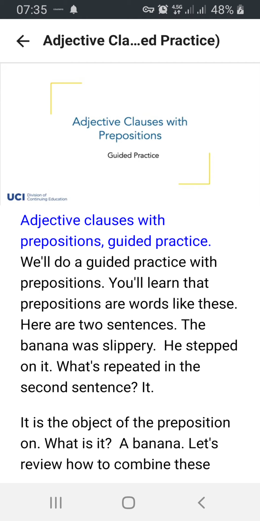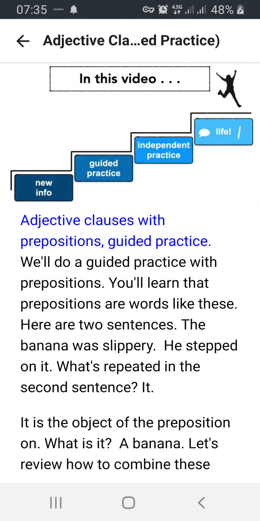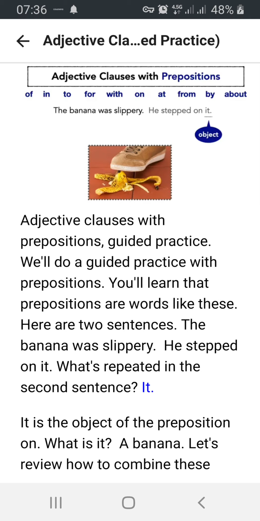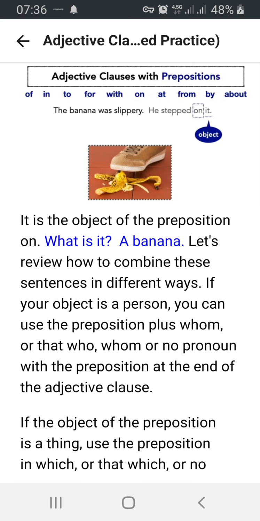Adjective clauses with prepositions. Guided practice. We'll do guided practice with prepositions. You learn that prepositions are words like these. Here are two sentences. The banana was slippery. He stepped on it. What's repeated in the second sentence? It. It is the object of the preposition on. And what is it? A banana.